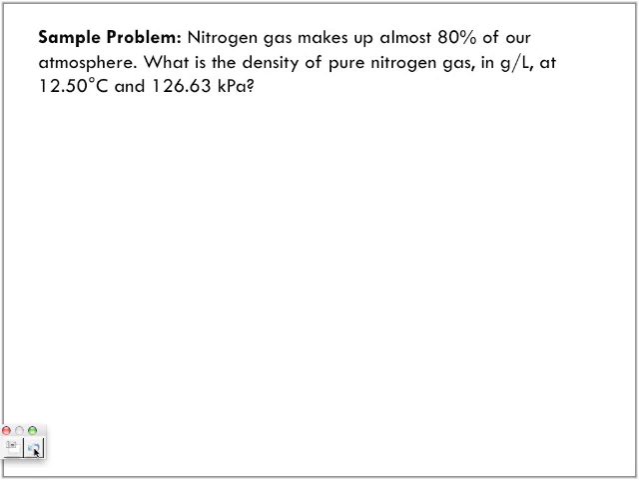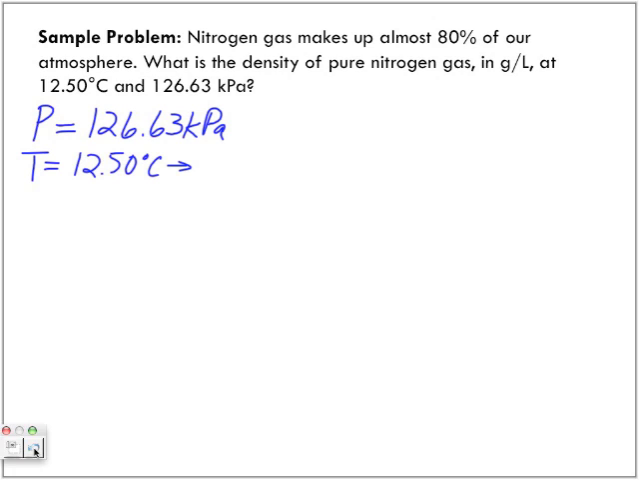Let's look at some of the givens. We've got a pressure, 126.63 kilopascals. We've got a temperature, 12.50 degrees Celsius, which we want to change to Kelvin, which is equal to 285.5 Kelvin.